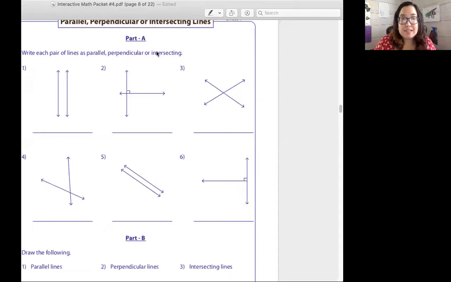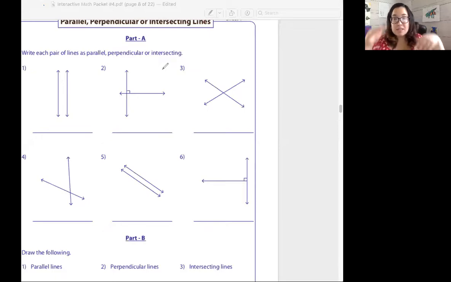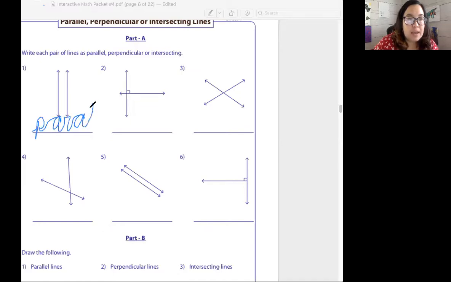So what kind of line is this going to be? Is it going to be a parallel line, a perpendicular line, or intersecting? Remember, parallel means not touching. Perpendicular means touching with a perfect square, a right angle. And then intersecting can just go wherever it wants. It can cross however it wants, wherever it wants. So what do you think the answer is? The answer is parallel. That's right. I'm going to try to write parallel. P-A-R-A-L-L-E-L.